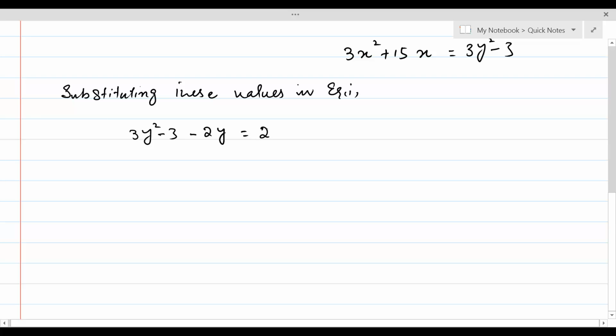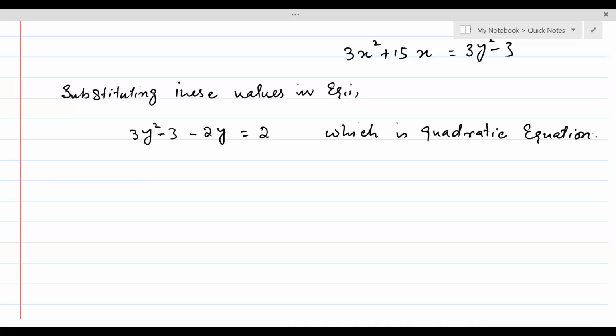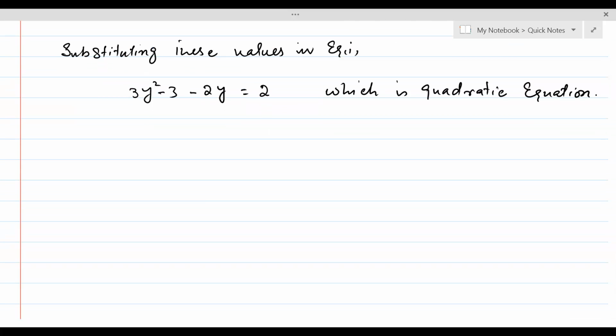Now we will solve this quadratic equation. So by making this substitution, we have reduced the given radical equation into quadratic form, and then we can apply one of the methods available for the quadratic equation to find the solution. So this is 3y squared minus 2y minus 5 equal to 0.